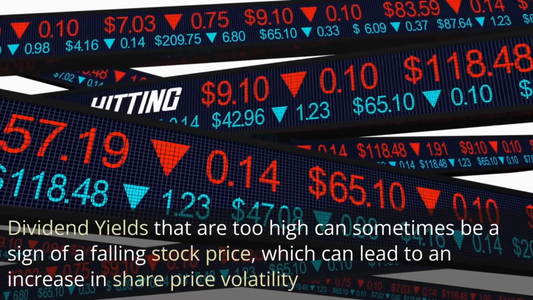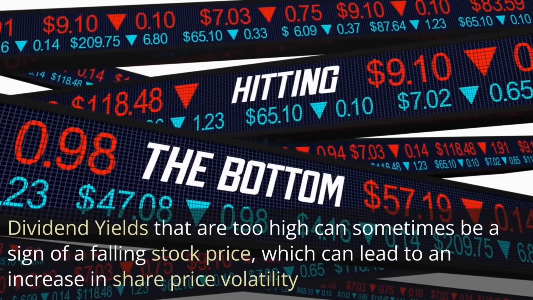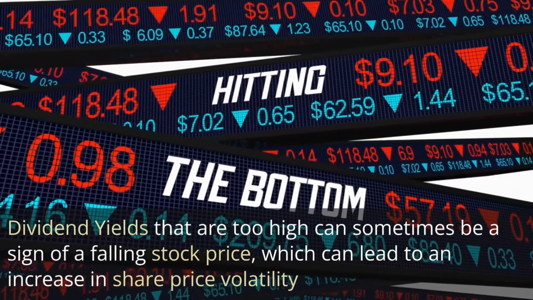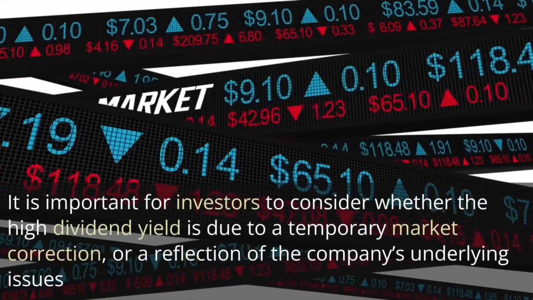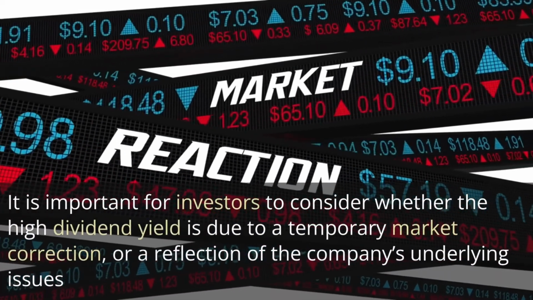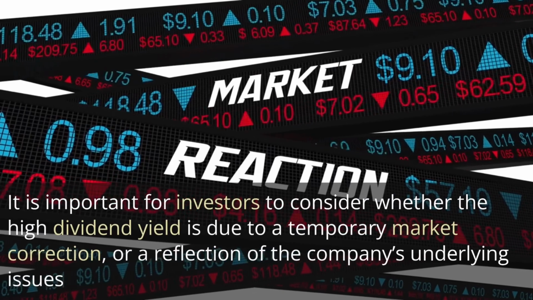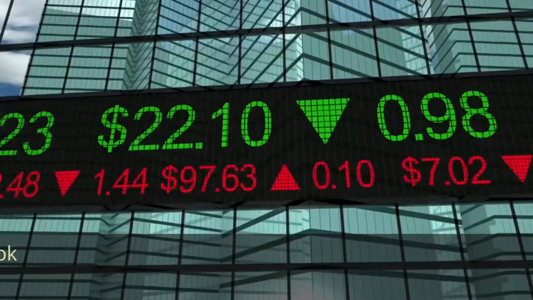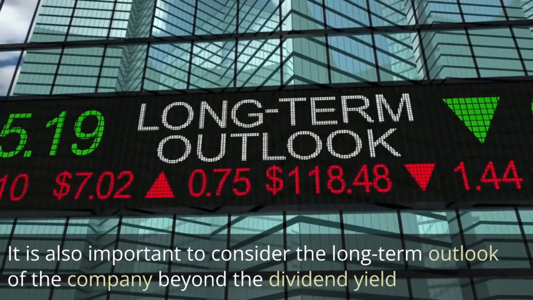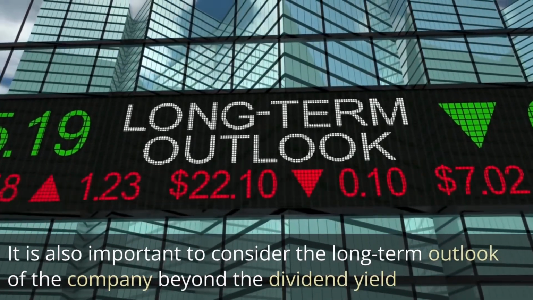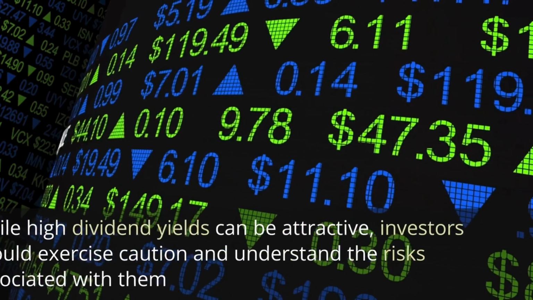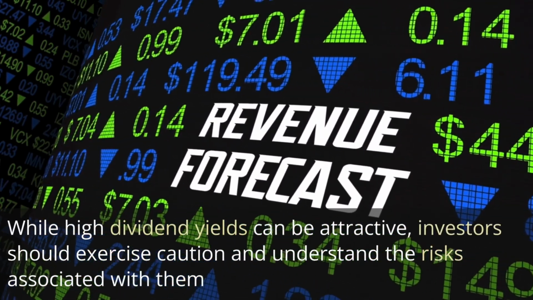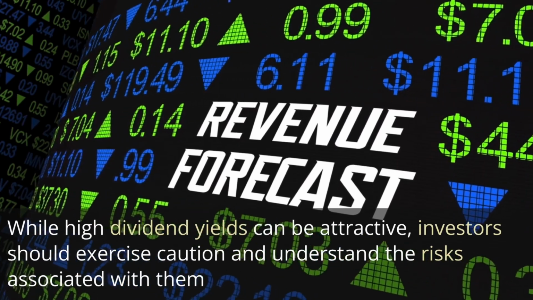Dividend yields that are too high can sometimes be a sign of a falling stock price, which can lead to an increase in share price volatility. It is important for investors to consider whether the high dividend yield is due to a temporary market correction, or a reflection of the company's underlying issues. It is also important to consider the long-term outlook of the company beyond the dividend yield. While high dividend yields can be attractive, investors should exercise caution and understand the risks associated with them.